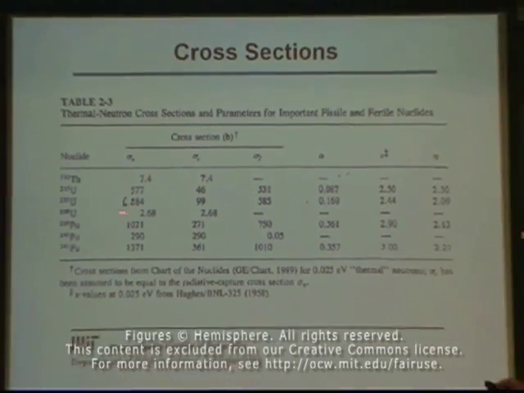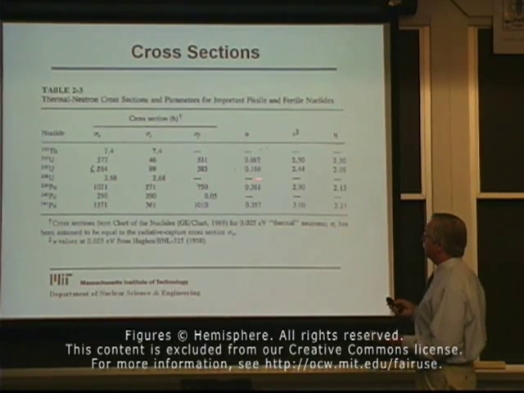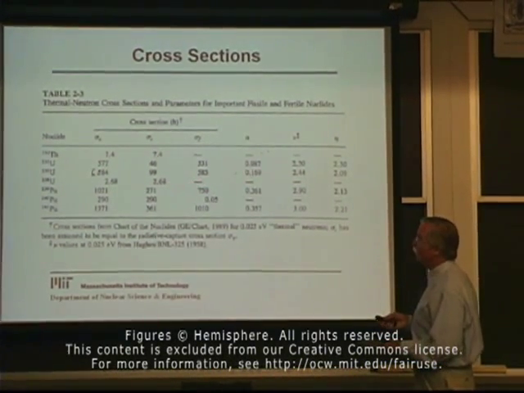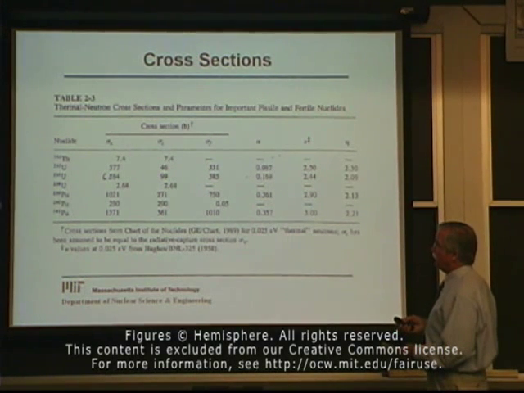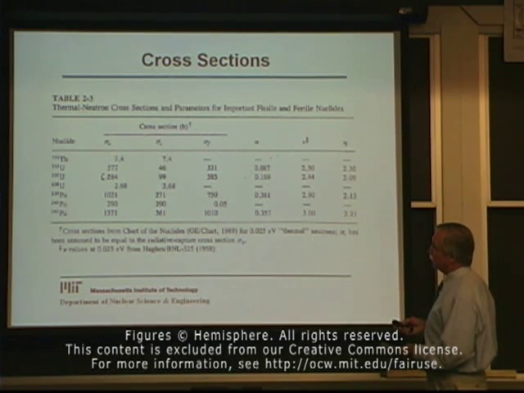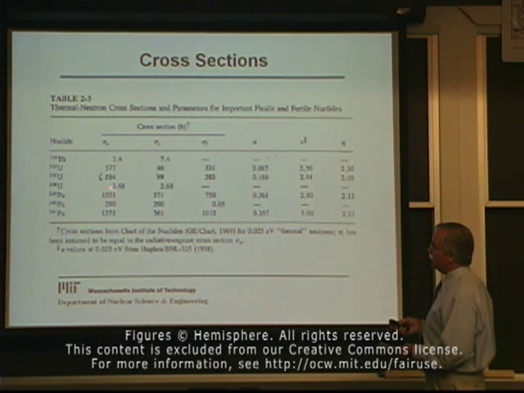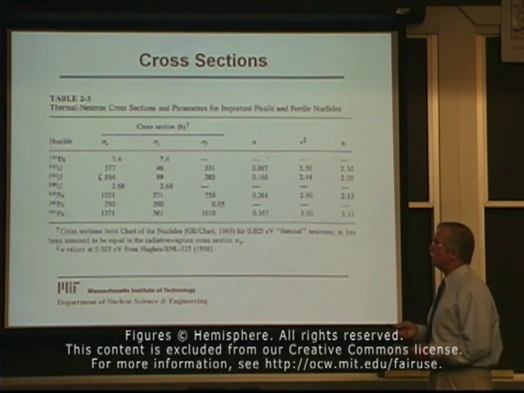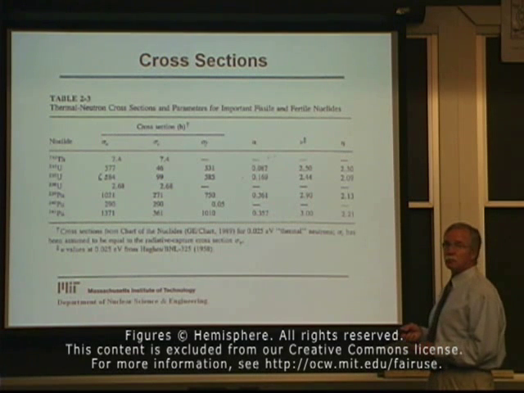We can then look at uranium-238, which has a relatively low absorption in the thermal energy range and essentially no fission cross-section, which is why we call uranium-238 a fertile atom. We can then drop down and look at plutonium-239 in the thermal energy range, which has a very high absorption cross-section and a very, very high fission cross-section, which makes plutonium a good fuel for thermal reactors.